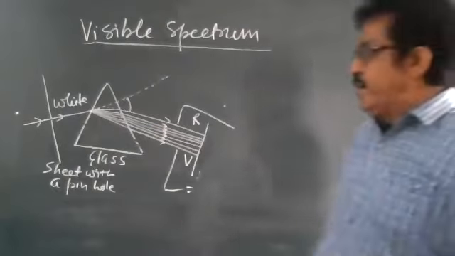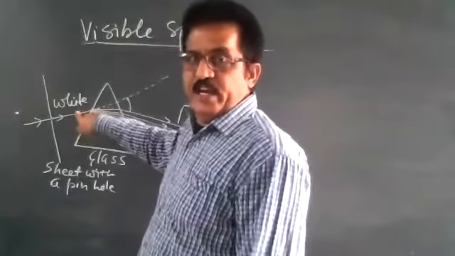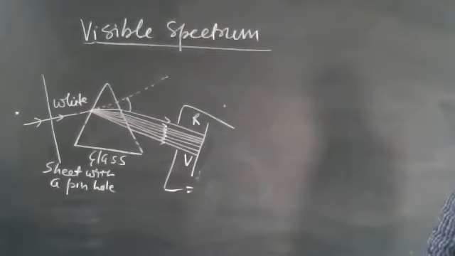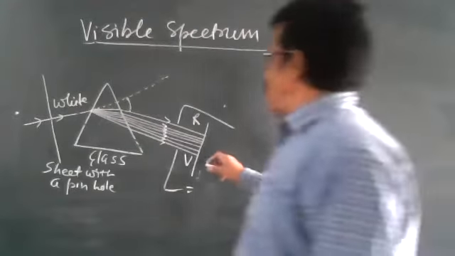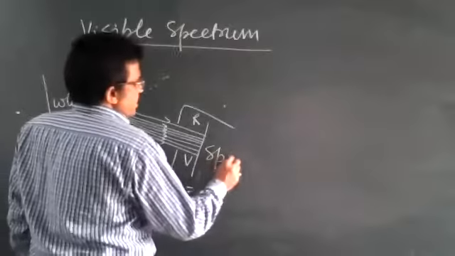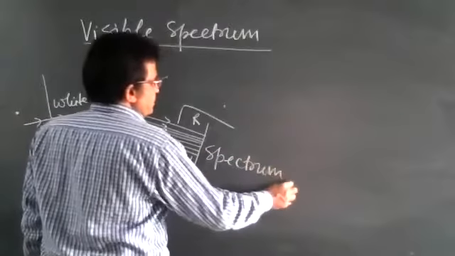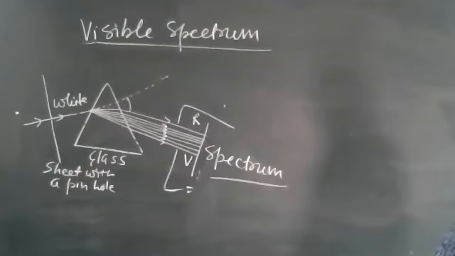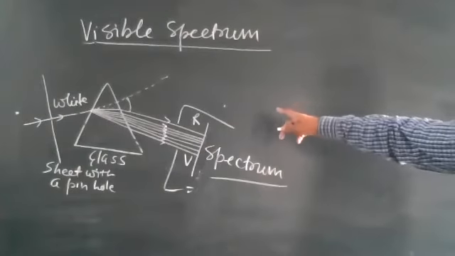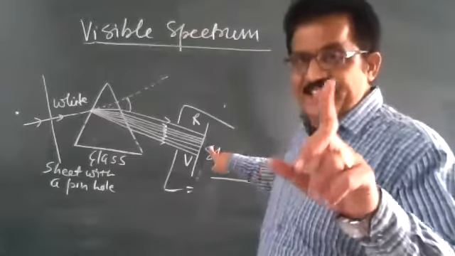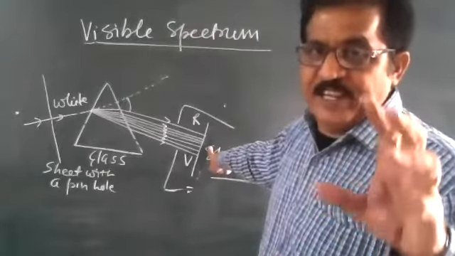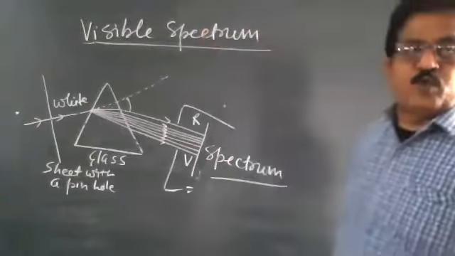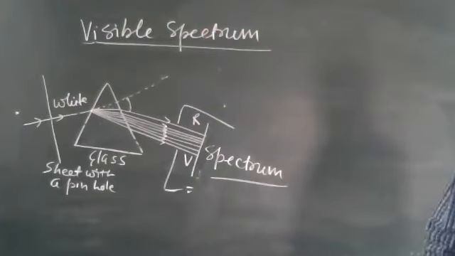The band of 7 colors obtained on a screen on passing white light through a prism is called spectrum. Here it is called spectrum. As all the colors in this spectrum are visible, that we can see, that's why it is called visible spectrum.